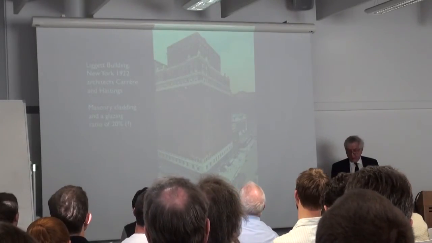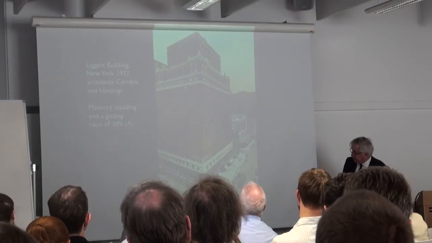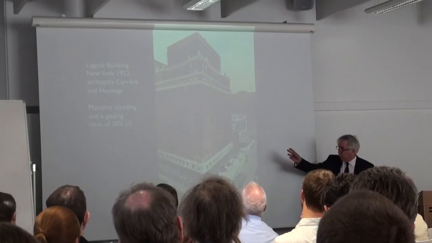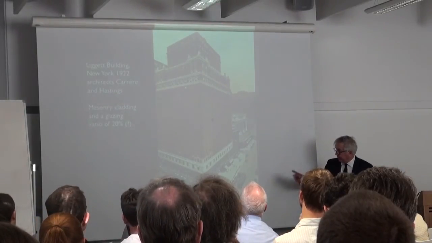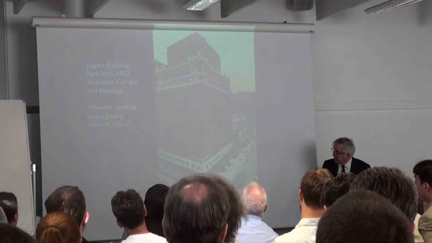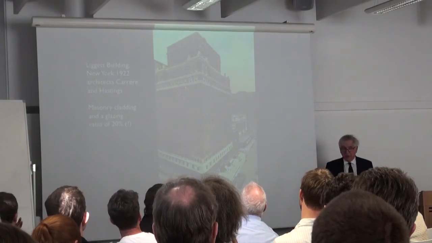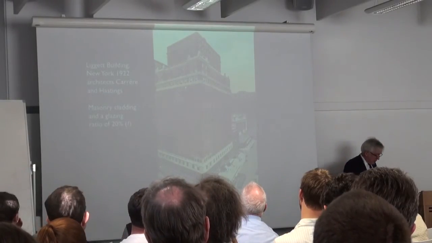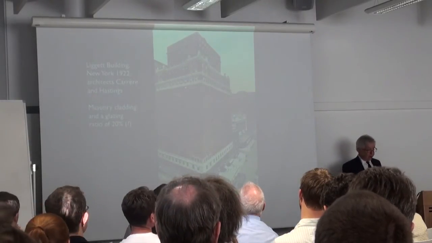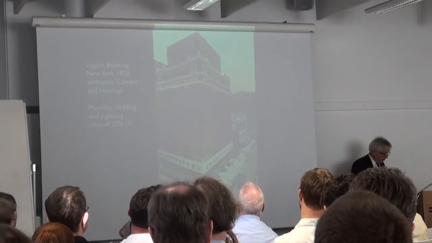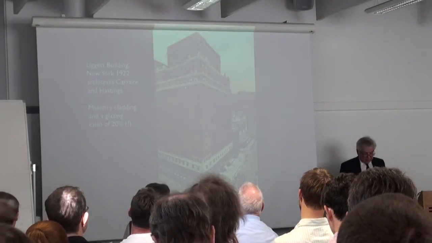This is the Liggett building, 1922 in New York. It's quite a deep building, but it has a core that's devoted to the elevators and the service core. And again, the offices themselves are all naturally ventilated. I've guessed that this is a glazing ratio of about 20% perhaps. Facade U values were high, single glazing, windows were leaky, but the use of masonry cladding created some thermal mass.